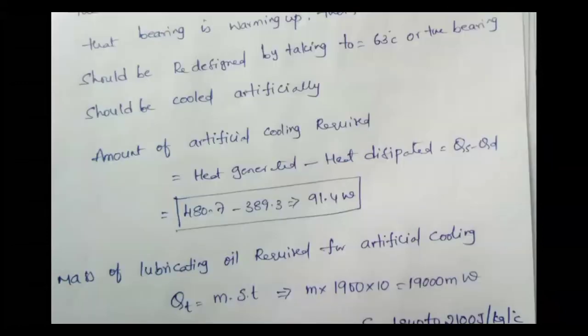Now, how much artificial cooling is required? The difference: amount of heat generated minus amount of heat dissipated. That is 91.4 watts of cooling required. That is the heat remaining after dissipating. 91.4 watts of heat is still there on your bearing, so you require cooling for that much heat.